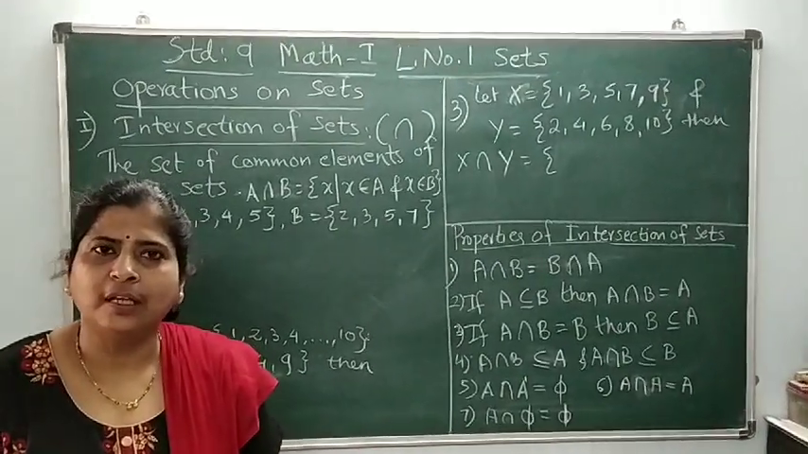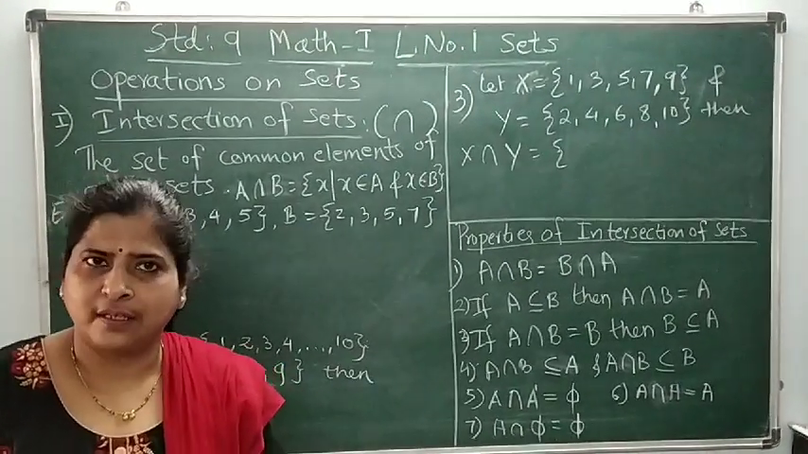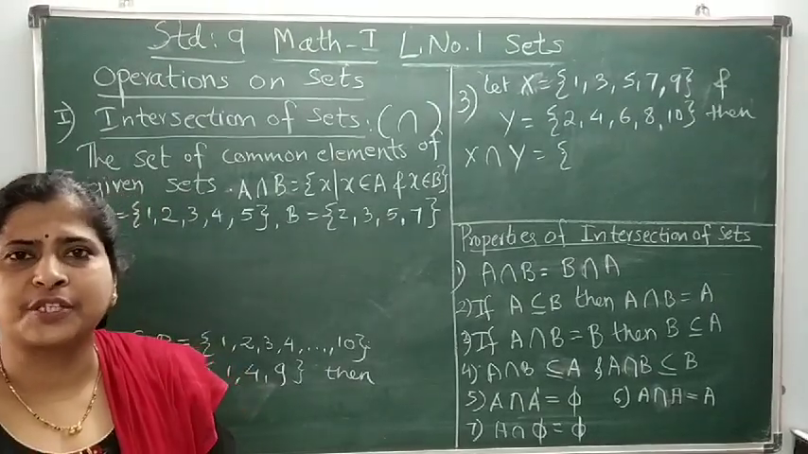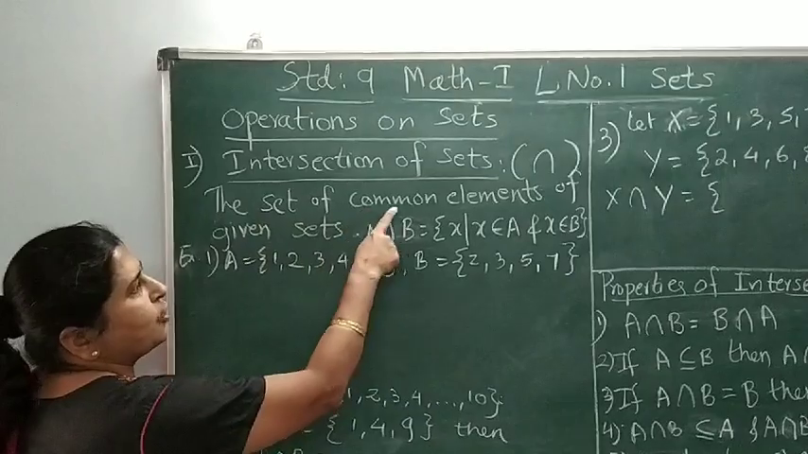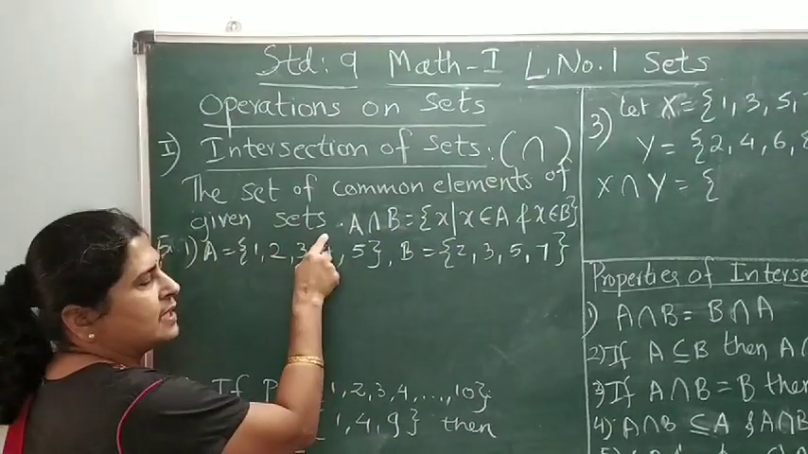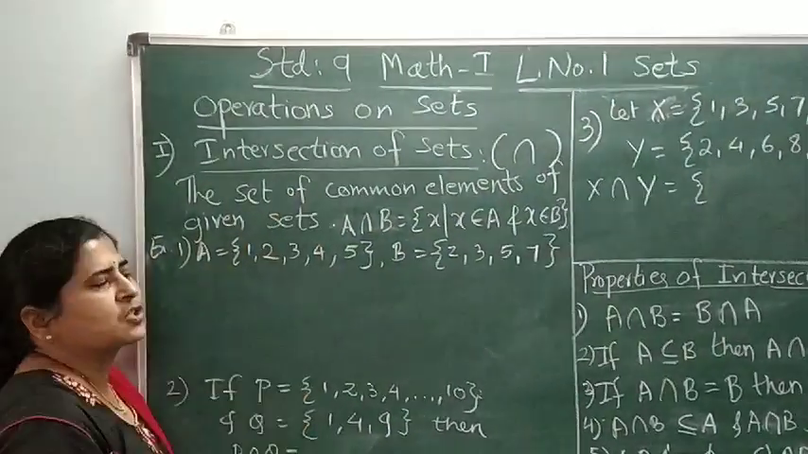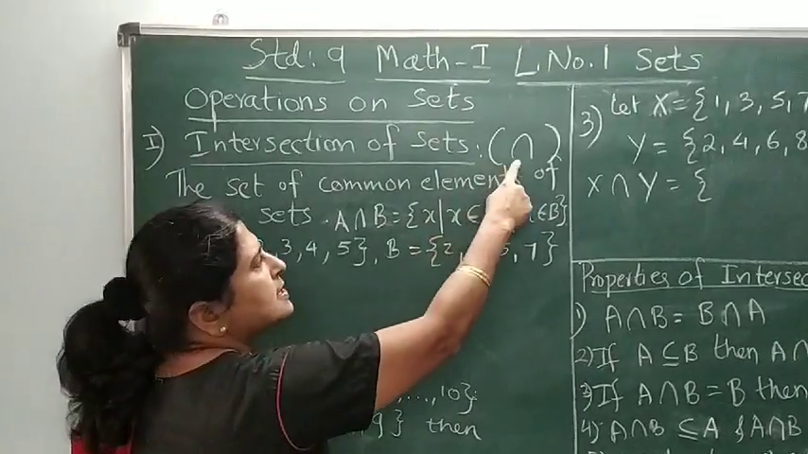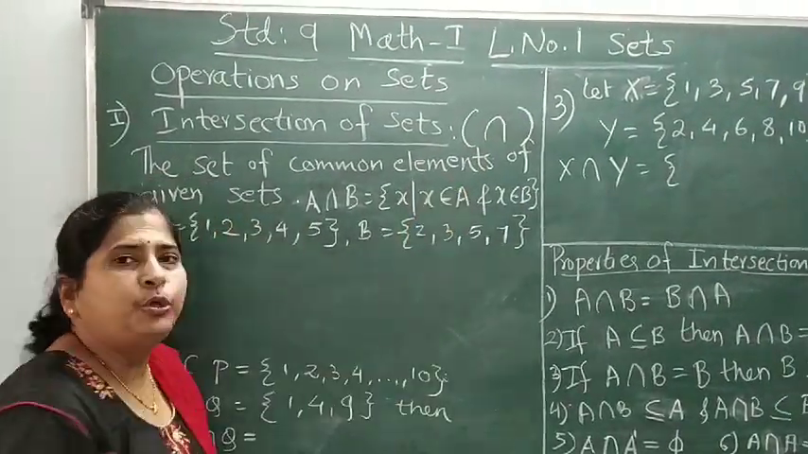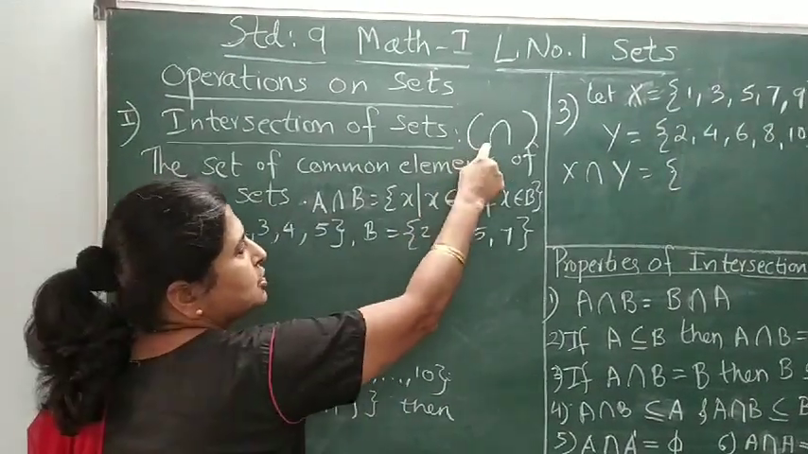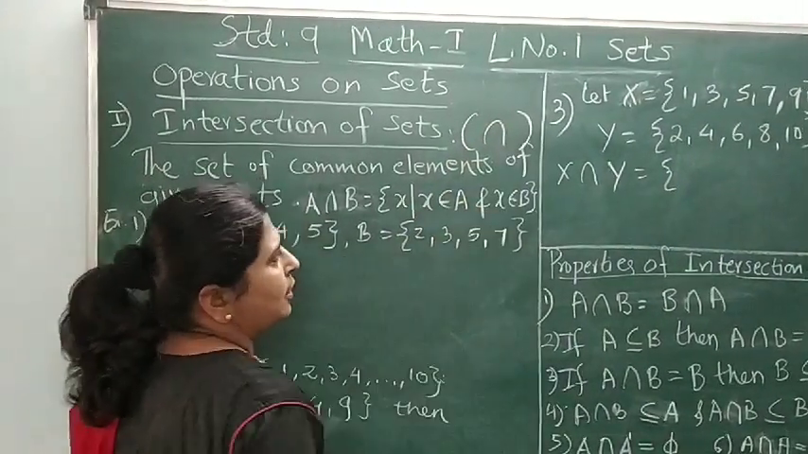Today we are going to learn about operations of sets. In that we are going to see intersection of sets. Now what is this intersection of sets? The set of common elements of given sets is called the intersection of sets, and it is denoted by the symbol like this, upside down U. So it's U, but it's not normal U, upside down U.